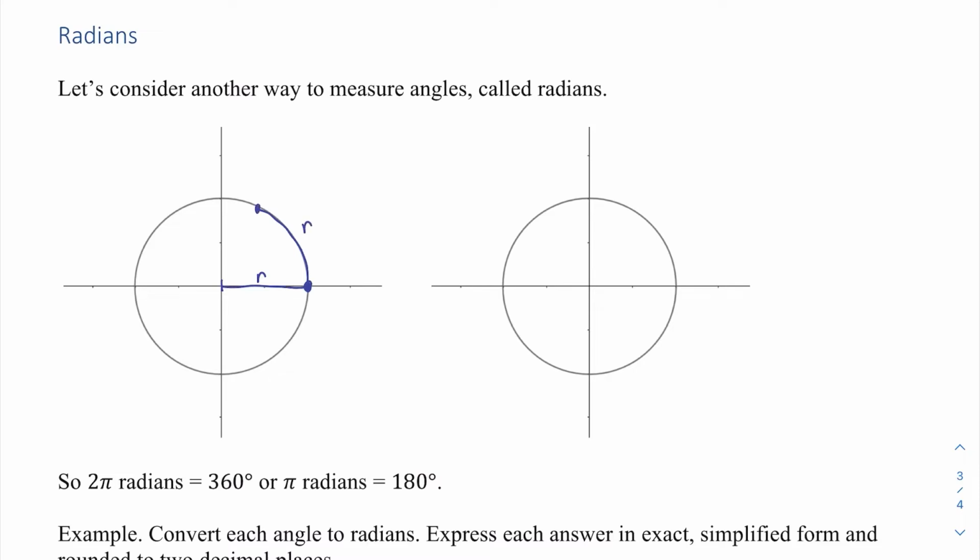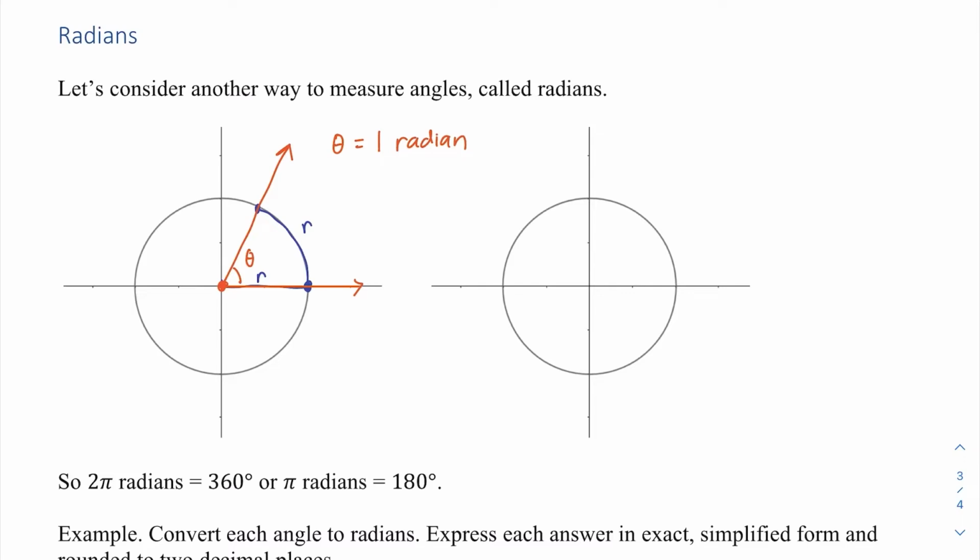Now, if I draw in an angle whose vertex is at the origin, initial side along the positive x-axis, so we're in standard position, and then the terminal side is going to cut right through where our path stops on the circle. So I can see that my angle is opening up and cutting off an arc length that has a length of the radius, so 1 radius. I'm going to call this angle theta, and I can say that theta has the measurement of 1 radian.